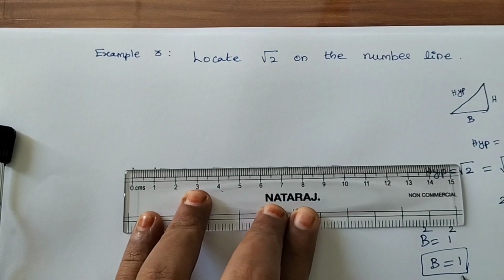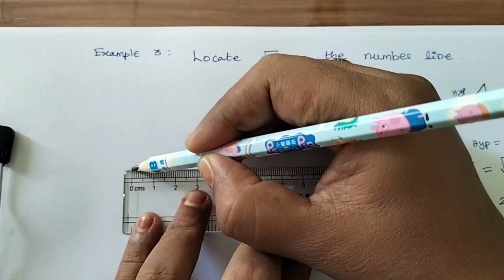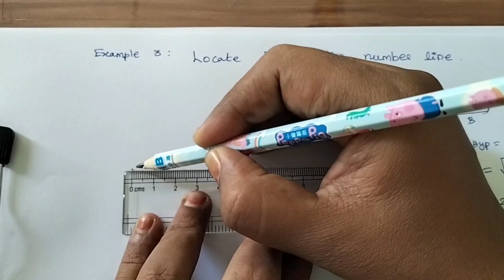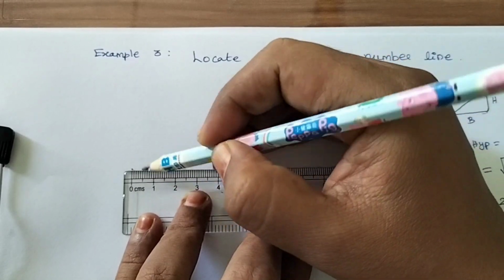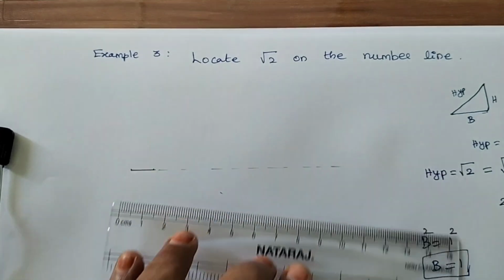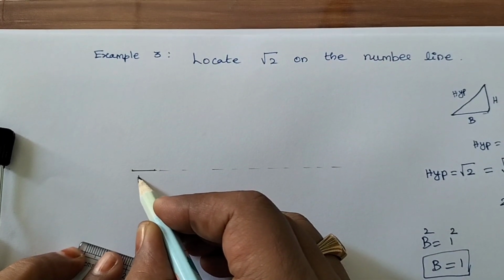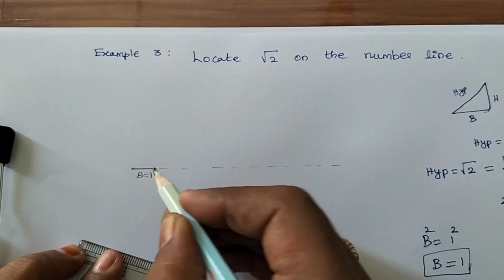Why? Because the base value is 1, height is also 1. So just measure 1 centimeter. At 0 you put a point, at 1 you put a point. Just join these two dots. Okay, now let me consider this as the base. So base is equal to 1 centimeter.